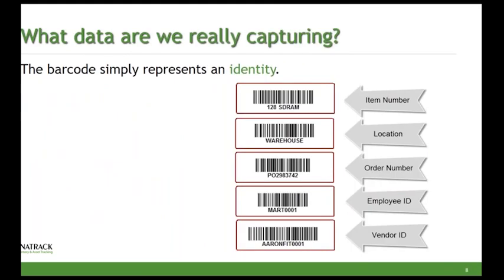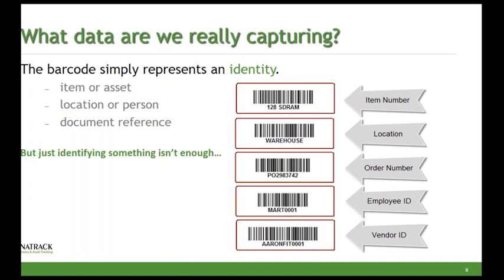So given this, let's ask, what is the data that we're really capturing at this point? Well, it's important to know that the barcode simply represents an identity. In the examples that we have here, you can see that it's an item code. In this case, it's a location. In this case, it's an order number or an employee ID or a vendor ID. The piece that you see here underneath the barcode is what's known as the human readable component, and that's all it is. So, item or asset, location or person, perhaps a document reference.